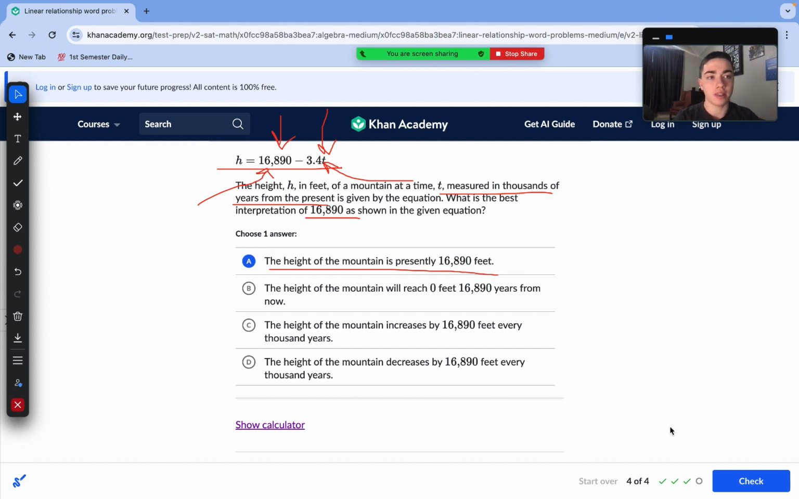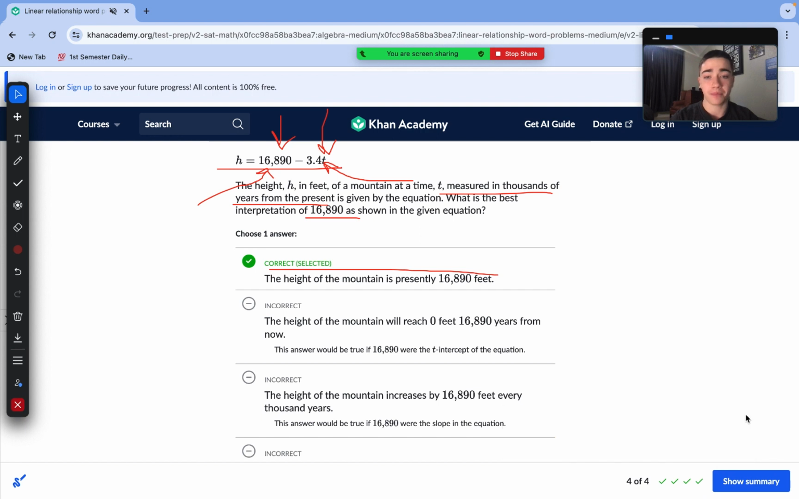Cannot stress that enough. Initial amount is our y-intercept. When we're having a recurring change, usually represented by words such as per, each, and every, and increasing, decreasing, speeding up, slowing down, some sort of positive and negative amount, that will be our slope. So initial amount is our y-intercept. 16,890 is our y-intercept in this equation, so we just have to interpret that as the height of the mountain at the start or in the present. So A is the correct answer choice here.